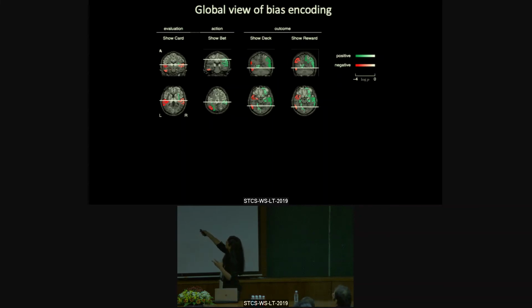And this is what happens throughout the trial. So when you see your card, when you make your bet, when you see the computer card and you get your reward, I can ask, are you encoding bias or not? And are you negatively correlated or positively correlated? These are just two different slices, viewpoints of the brain. What do you see here? Any trend?